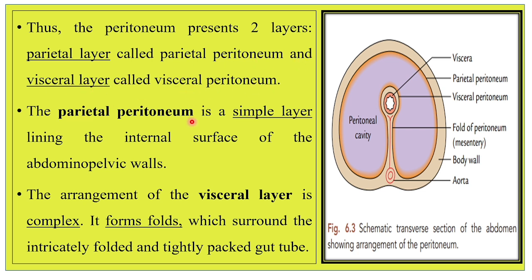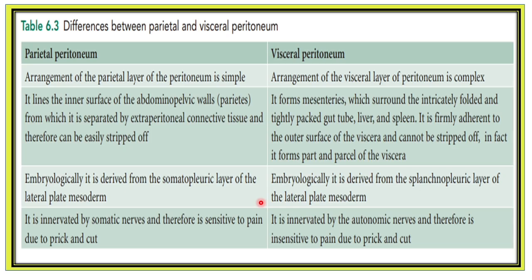The parietal peritoneum is a simple layer lining the internal surface of the abdominopelvic walls, and the arrangement of the visceral layer is complex, and it forms folds which surround the intricately folded and tightly packed gut tube. And what are the differences between the parietal and visceral peritoneum? The first is that the arrangement of the parietal peritoneum is simple, whereas the arrangement of the visceral peritoneum is complex.